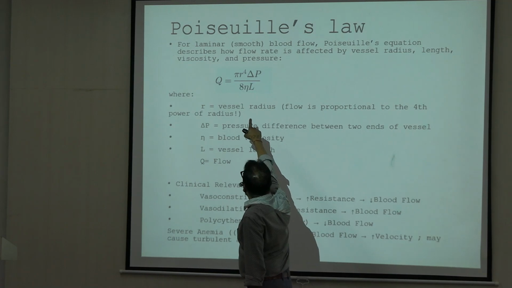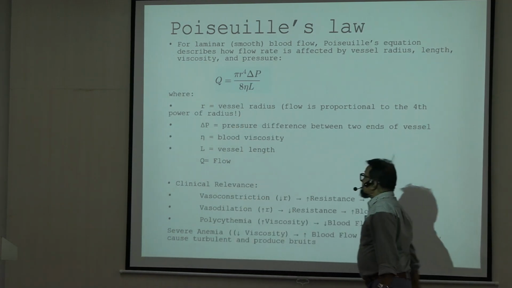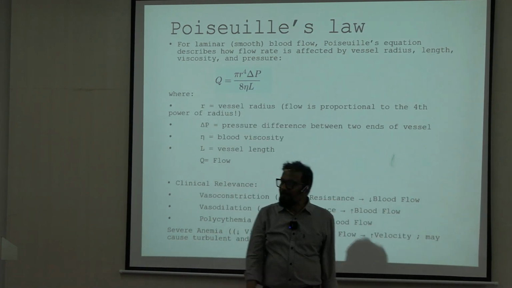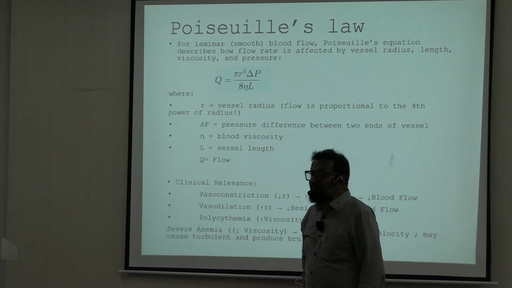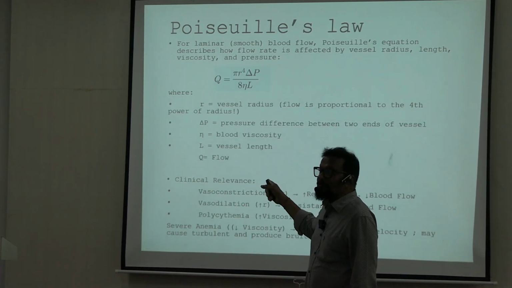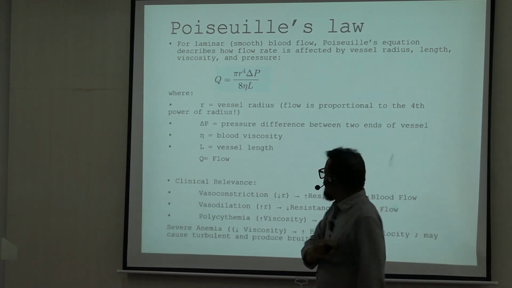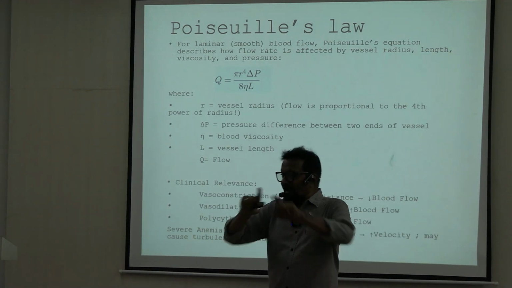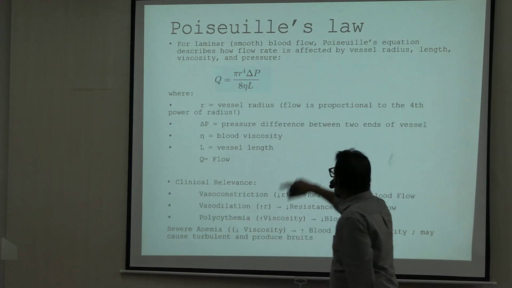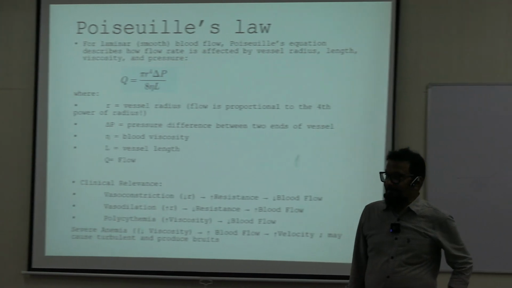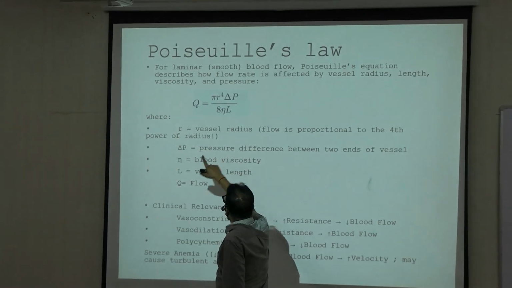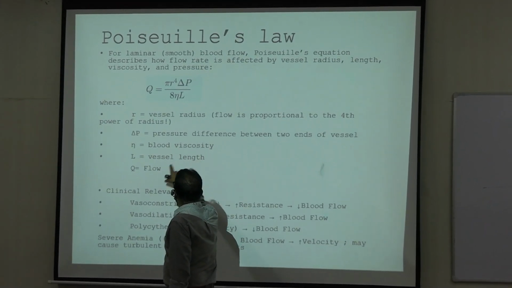And what is this? This is blood viscosity, and it has an inverse relation with Q. Inverse relation with Q means higher the viscosity, lower will be the flow. Lower the viscosity, higher will be the flow; we have already studied it. Length also has an inverse relation. Higher the length, more resistance, less flow. So this is the relation by which we can interrelate vessel radius, pressure difference, blood viscosity, vessel length, and flow.